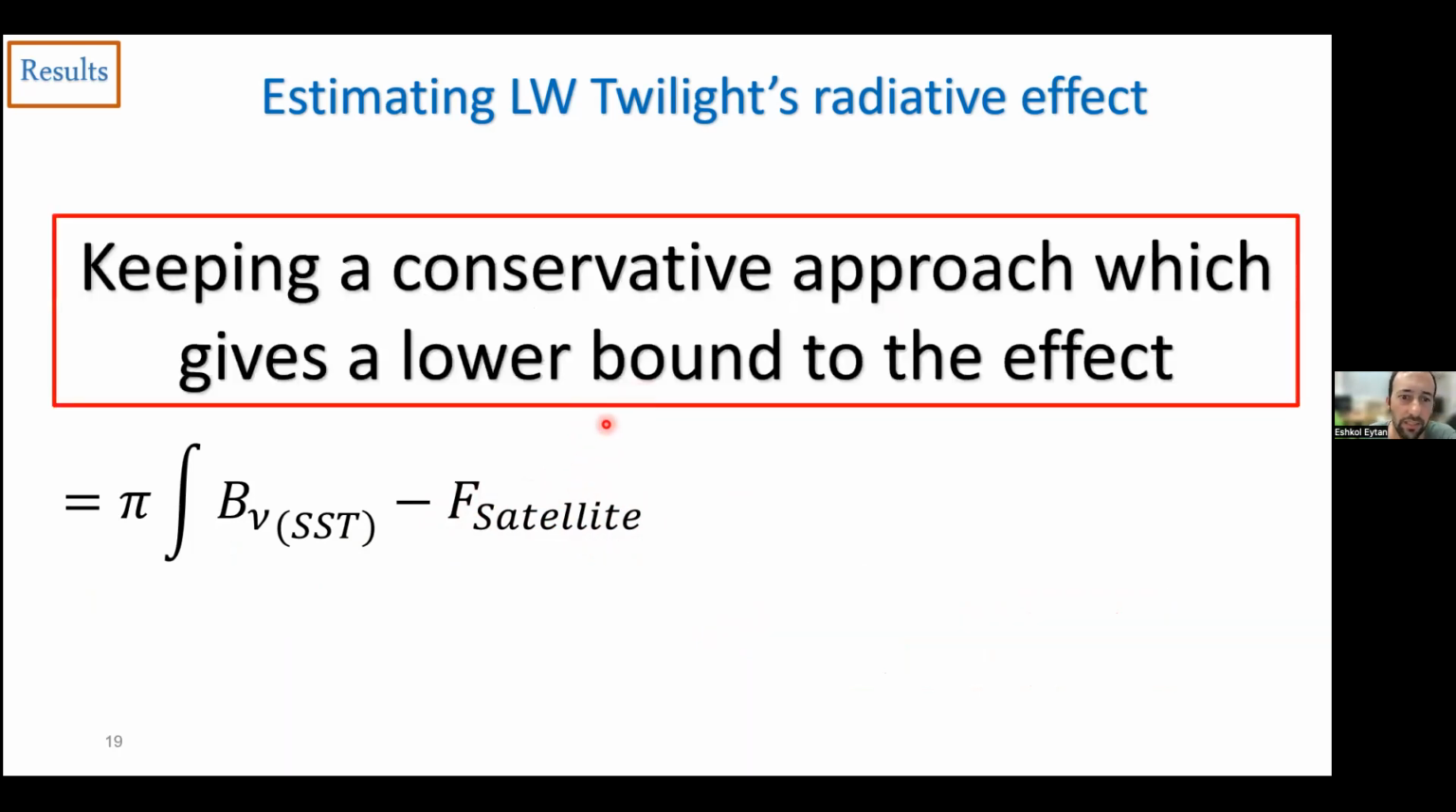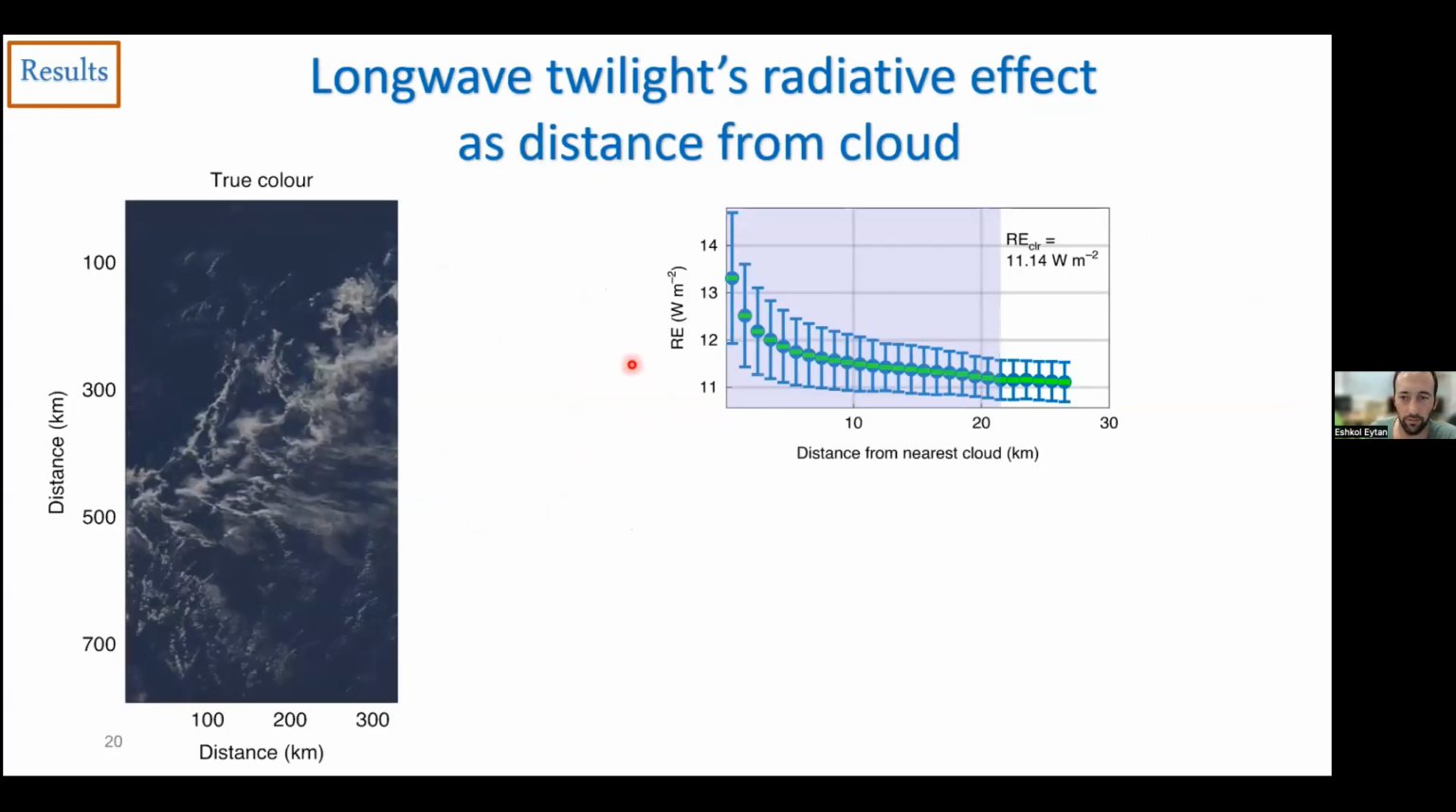This was all being done keeping a conservative approach, which gives a lower bound to the total effect. So we know that we have a lot of assumptions here. Anytime we had to make some kind of assumption in our calculations, we took the way that will lead us to an underestimation of the final effect that we will calculate. So this only gives us the potential of the long-wave cloud twilight zone radiative effect.